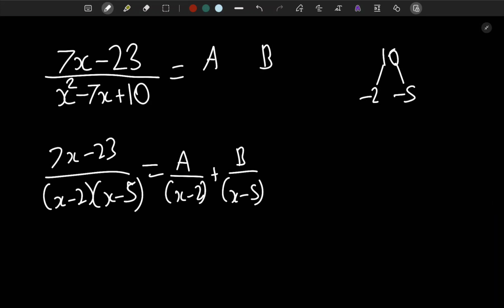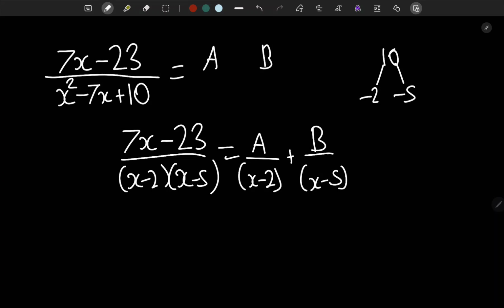So what we can do here is multiply the right side and the left side by the denominator over here, so x minus 2 and x minus 5. Actually, let me move it to the right so I can write that and explain. What we need to do here is get rid of the denominator. So we multiply the left hand side by the denominator. Here I'm going to write x minus 2 and x minus 5, and this entire thing is going to cancel out and we're going to be left with this.